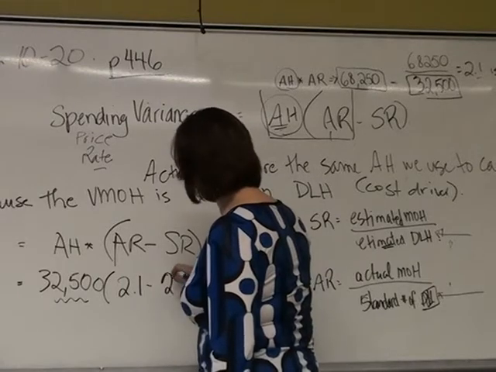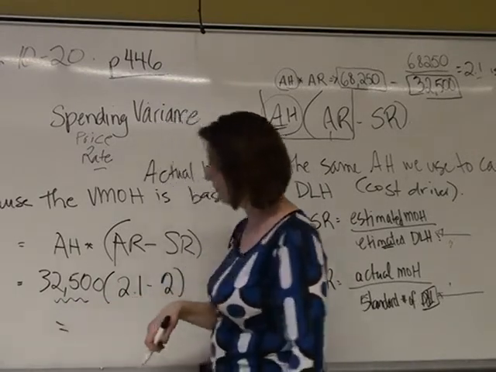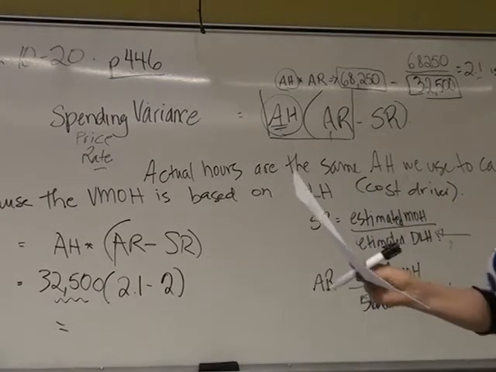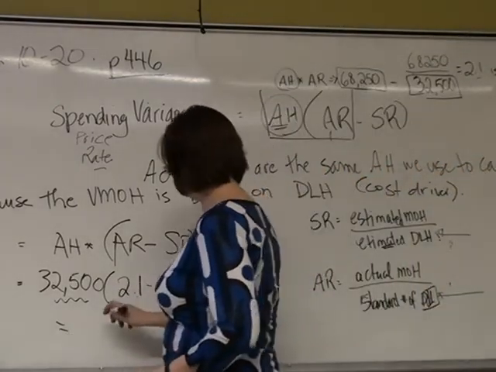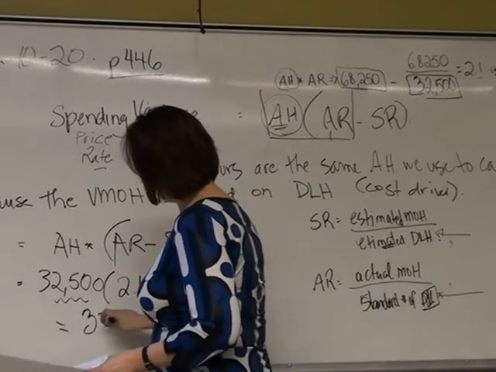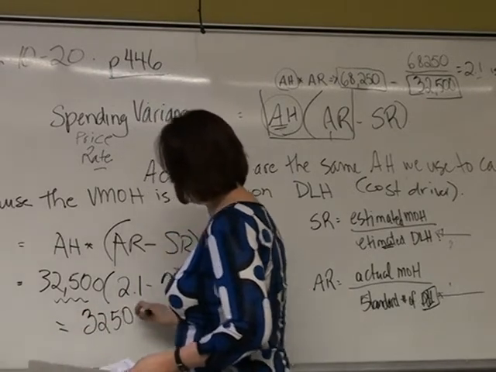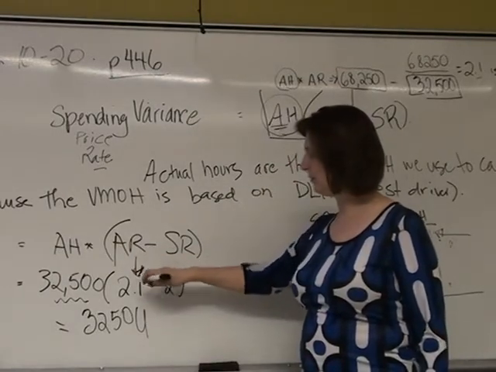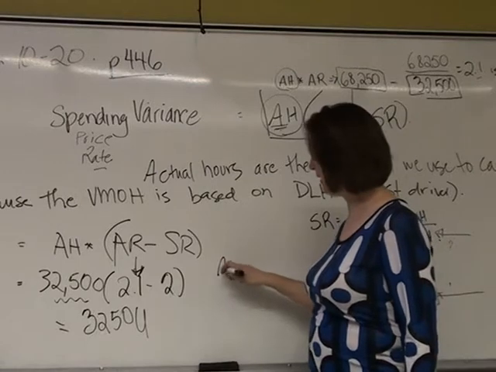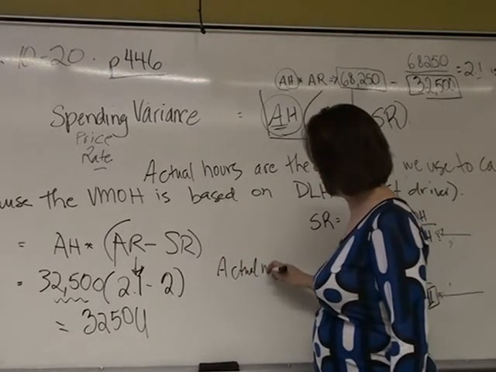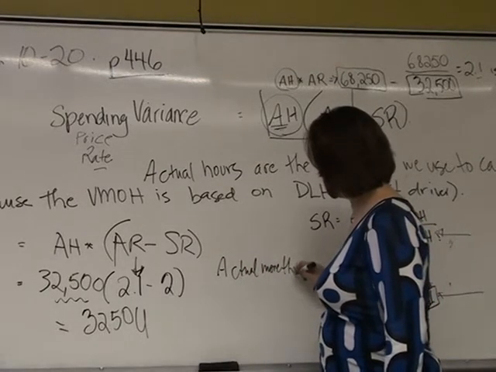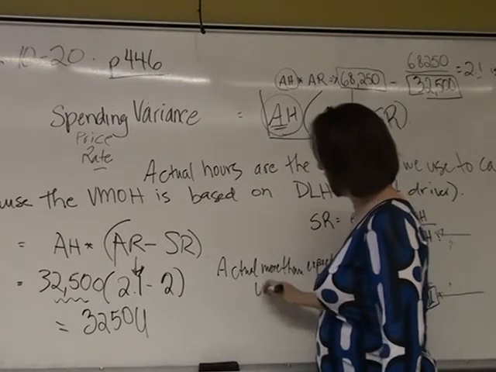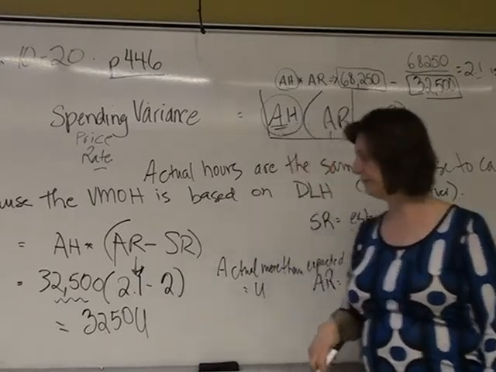And this is 2. And so that gives you, what was the answer then? Is that right? Yeah. And this is unfavorable because this is bigger. So the actual is bigger than expected, so it's unfavorable.